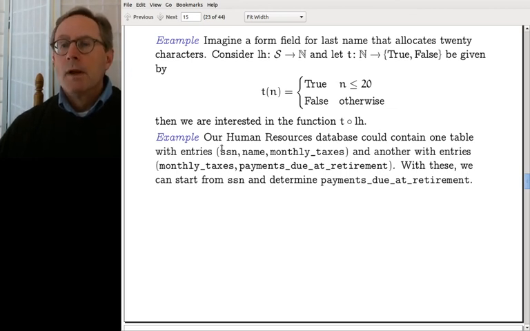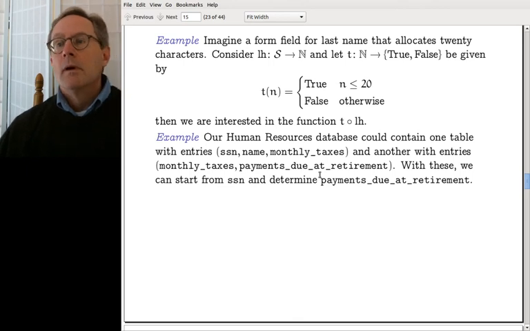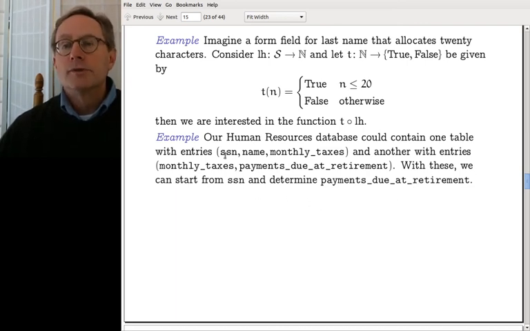One more example. Our human resources database could contain a table with entries like social security number, name, monthly taxes, and another one that has entries monthly taxes, payments due at retirement. And with those two tables, we can start with the social security number and determine the payment due at retirement. You go from social security number to monthly taxes, and then you go from monthly taxes to payment due at retirement. It looks just like the picture on the prior slide. So that's a composition of those two.